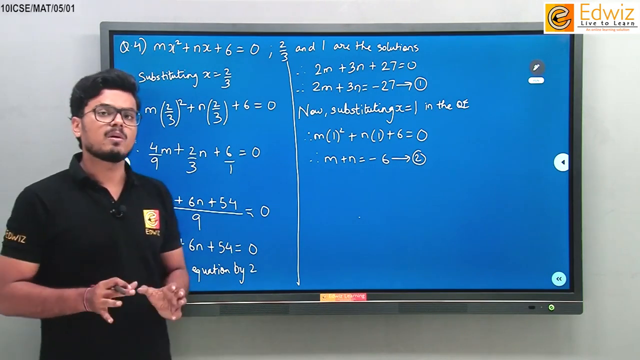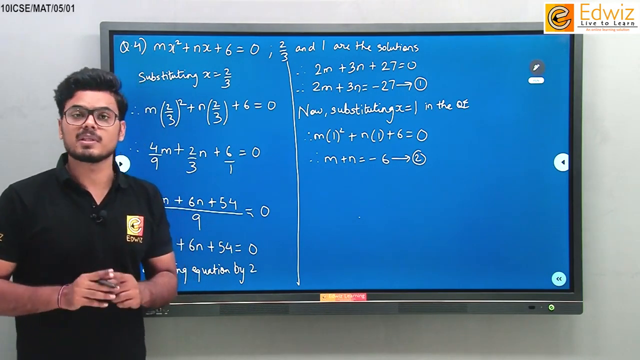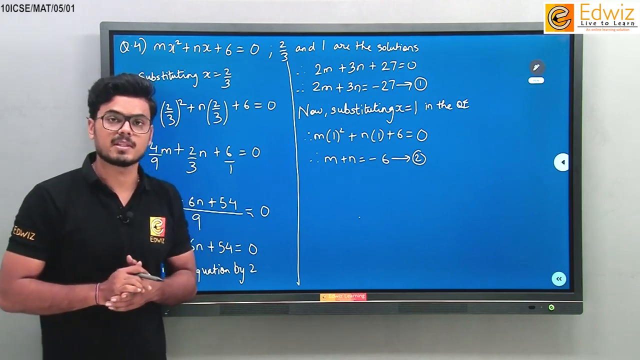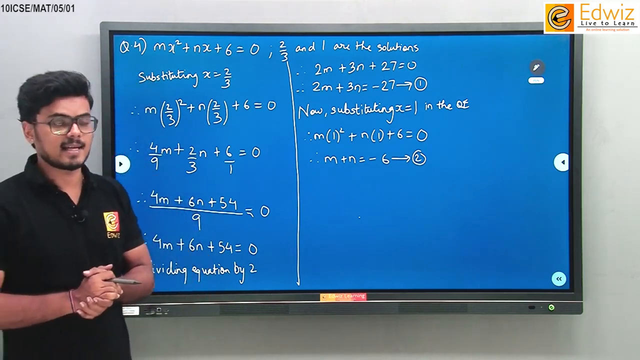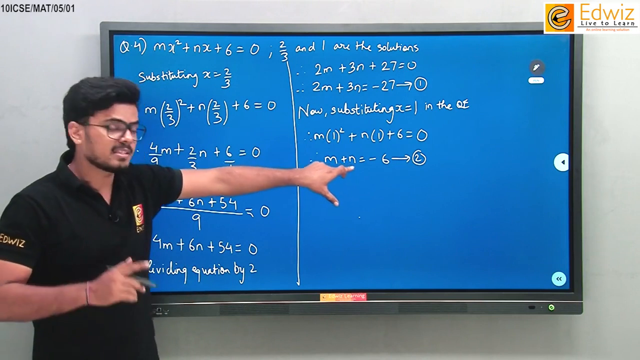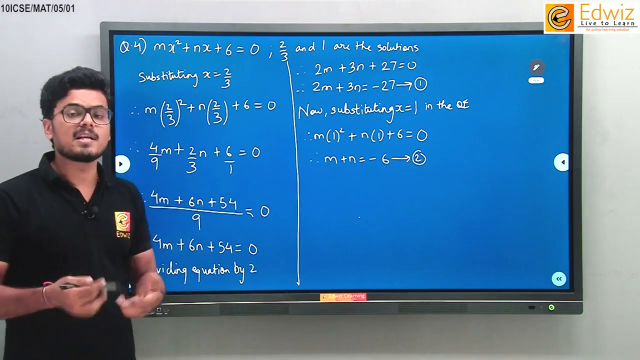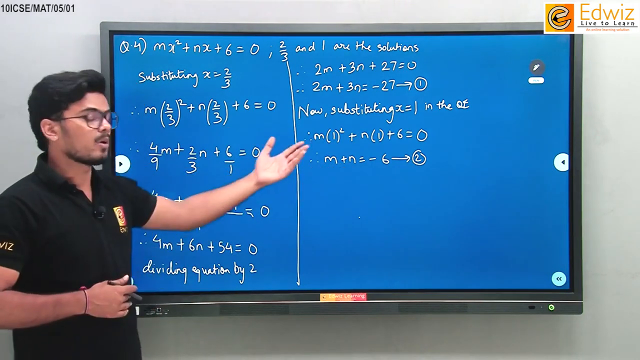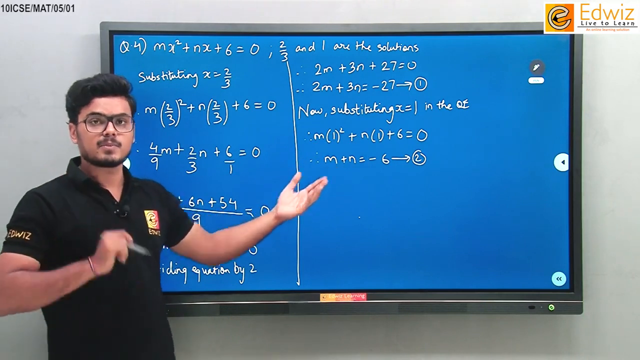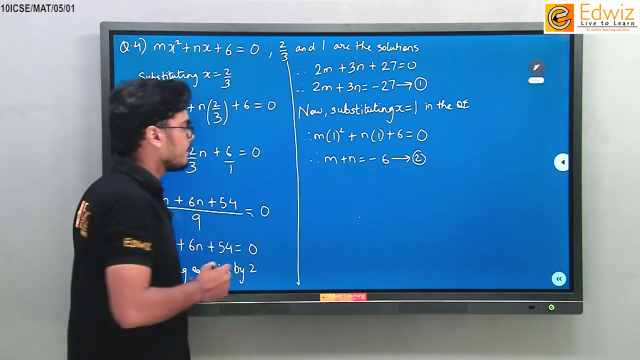So let us now solve this by the substitution method. I hope you remember what the substitution method is. You have studied it in your 9th standard. You have two linear equations with two variables. There are multiple ways we can solve them. One of those methods is the substitution method. So let us use that.